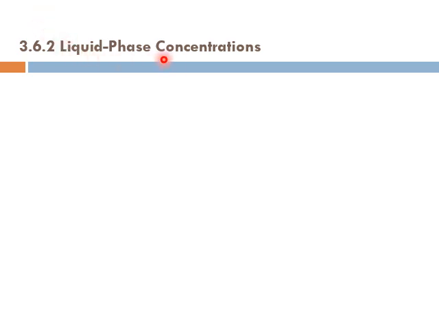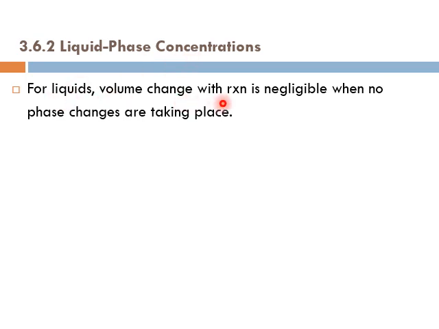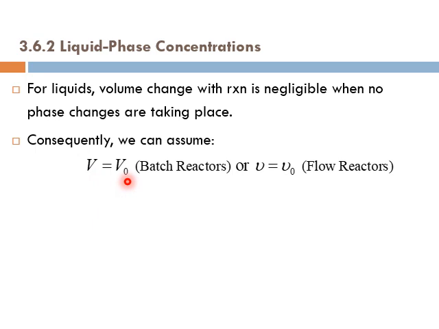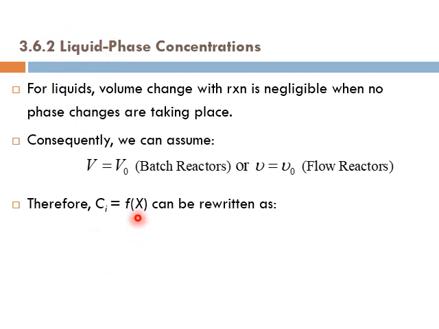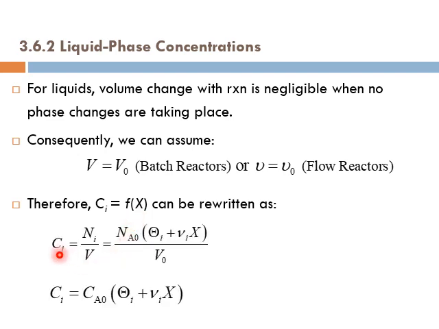Okay, let's start with liquid phase concentrations. For liquids, volume change with reaction is negligible when no phase changes are taking place. Consequently, we can assume that V equals V naught for batch reactors, or epsilon equals epsilon naught for flow reactors. And again, we're talking about liquid phase reactions, and therefore liquid phase concentrations. Therefore, the concentration of a species i in a liquid phase can be written as a function of x as follows. Ci equals Ni over V, writing Ni as a function of x, and V simply equals V naught. Upon simplification, we get Ci equals Ca naught times (theta i plus nu i times x).